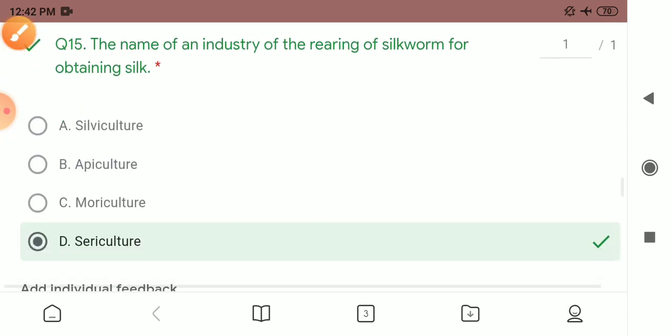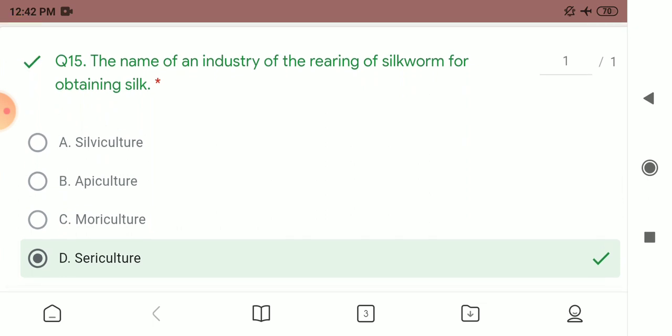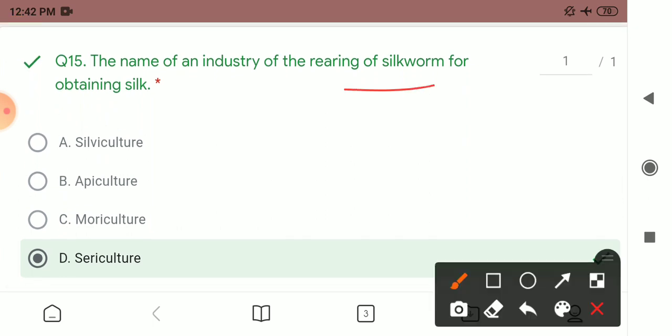Next, 15th number. The name of an industry of the rearing of silkworm for obtaining silk. What is the name of this industry? The options are silviculture, apiculture, moriculture or sericulture. So here your answer is option D, that is sericulture. The industry of rearing the silkworm for the commercial purpose of getting silk is known as sericulture.